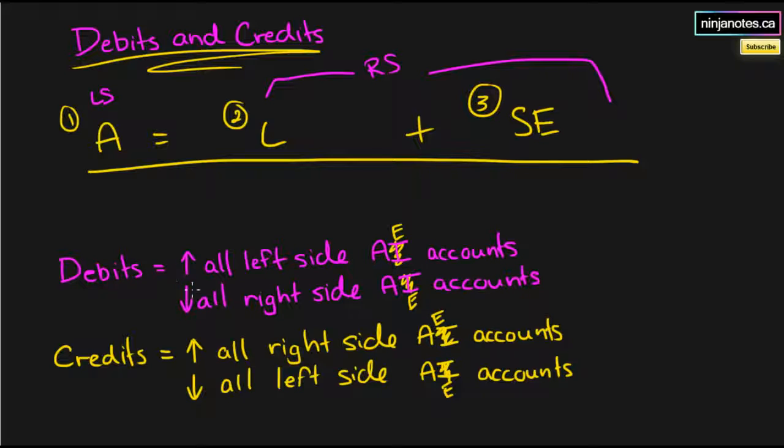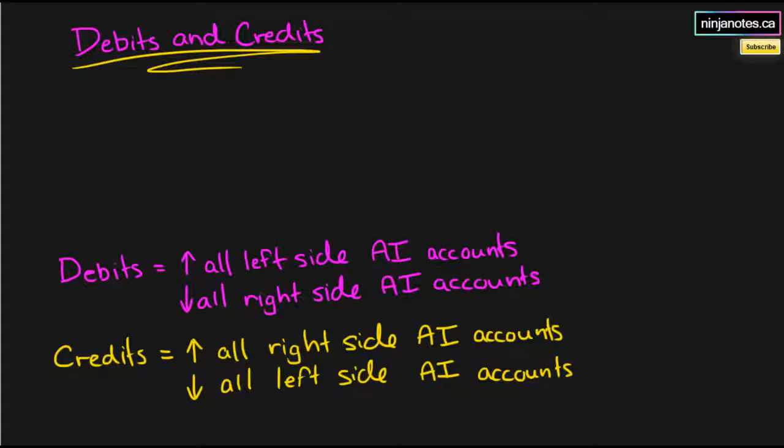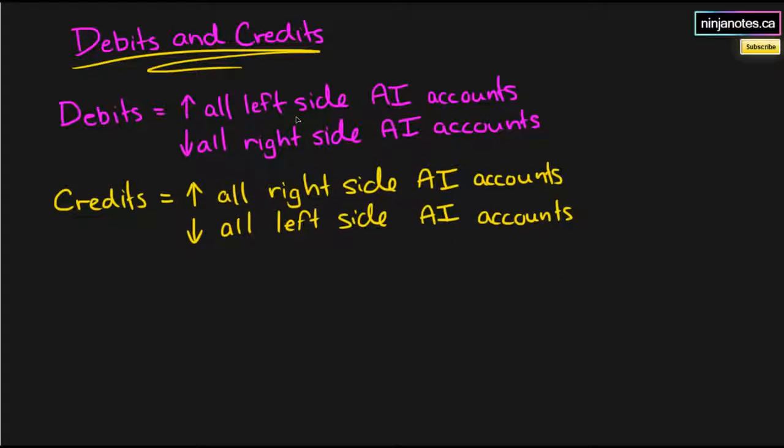If I were to debit any of the right side accounts, like a liability or an equity account, I would be decreasing the balance in that account. For credits, I'm going to be increasing all of the right side accounts. So if I credit a payable, I would be increasing the balance of that payable account. So it's exactly the opposite. Debits increase all the accounts on the left side, while credits increase everything on the right side. Let's see if we understand that really quickly.